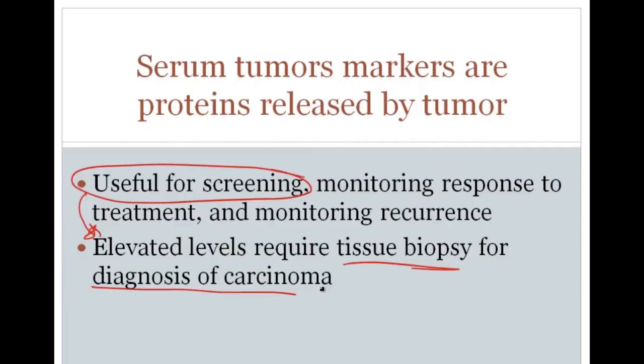A, surgery, B, biopsy, C, D, E, etc. The answer would be that you still need to biopsy the site and prove that it is tumor that is indeed causing that elevated PSA. And that's because other things can elevate the PSA as well, not only cancer.